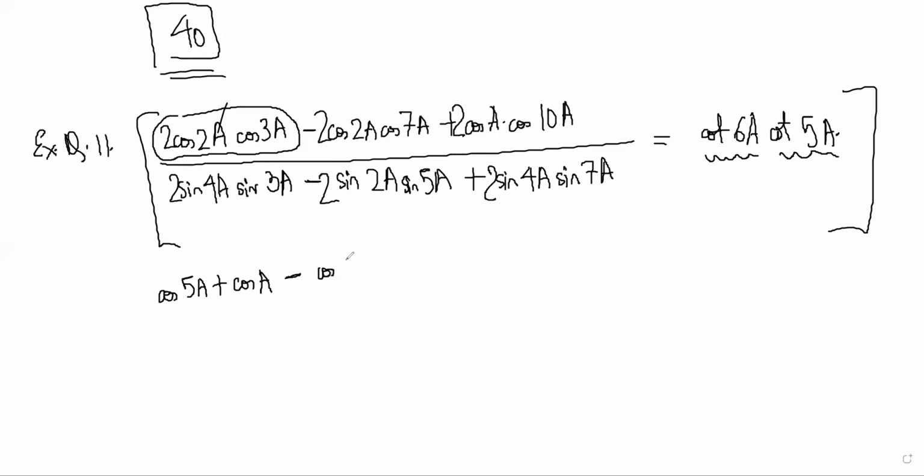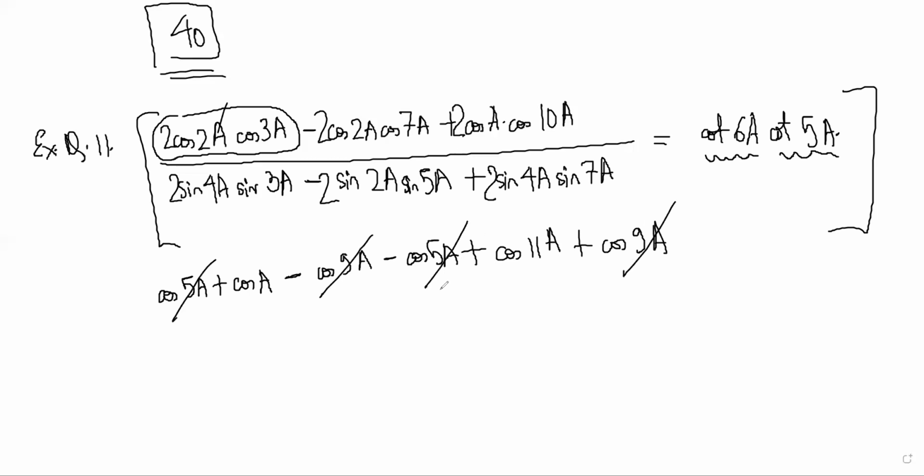Similarly, I will do everything on top similarly. So it will be cos 9A plus cos 5A, cos 5A plus cos 11A, plus cos 9A. So 9A, 9A cancels immediately. 5A, 5A cancels, right? Yes, sir. So you just have cos 11A plus cos A, right? Yes, sir. So cos C plus cos D formula again, 2 cos C plus D by 2, so 6A, cos C minus D by 2, so 5A, right? Yes, sir.